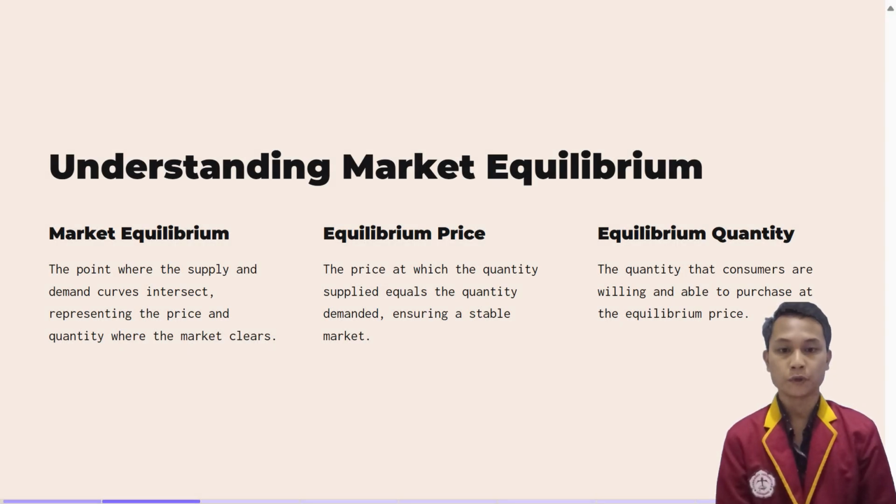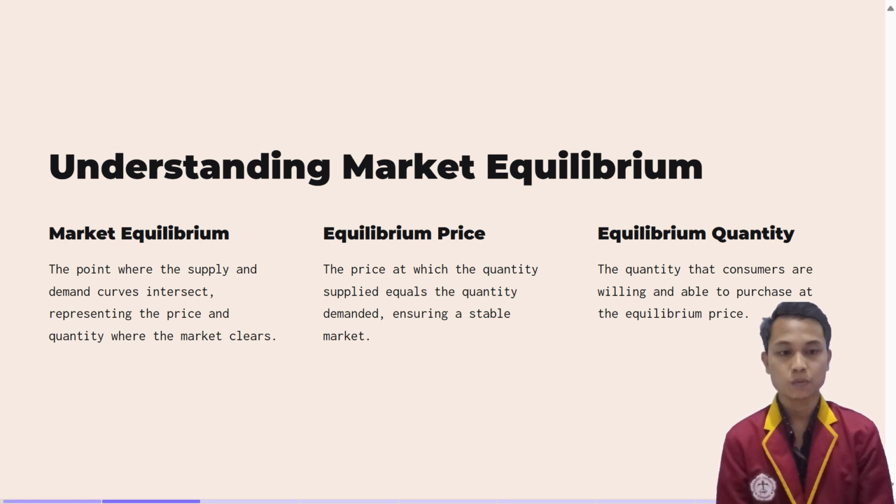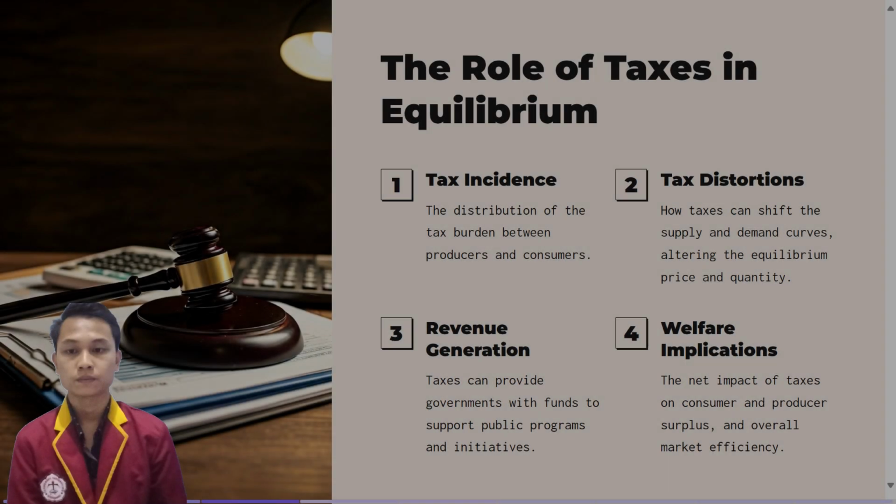Understanding market equilibrium. Market equilibrium is the point where the supply and demand curves intersect, representing the price and quantity when the market clears. Equilibrium price is the price at which the quantity supplied equals the quantity demanded, ensuring a stable market. And equilibrium quantity is the quantity that consumers are willing and able to purchase at the equilibrium price.